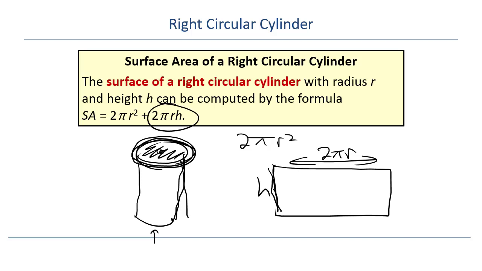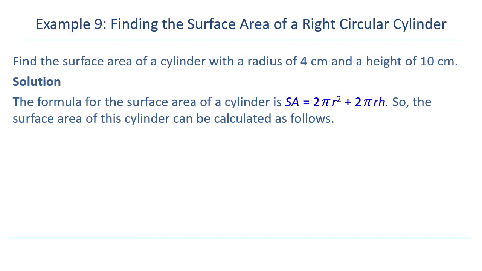So you take the area of the label and the area of the two tops and you put them together, and there's the surface area of your right circular cylinder.